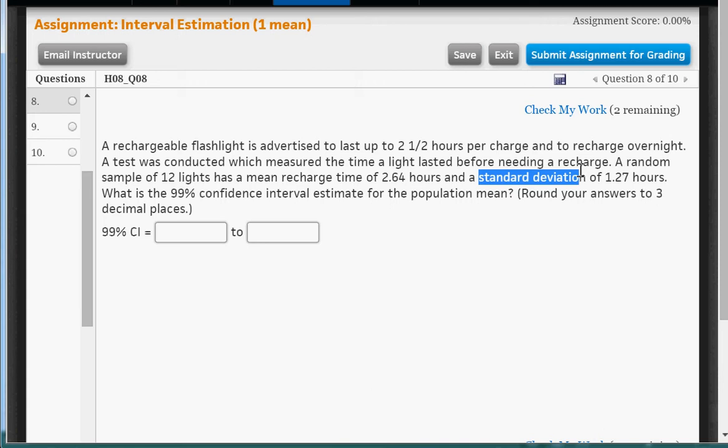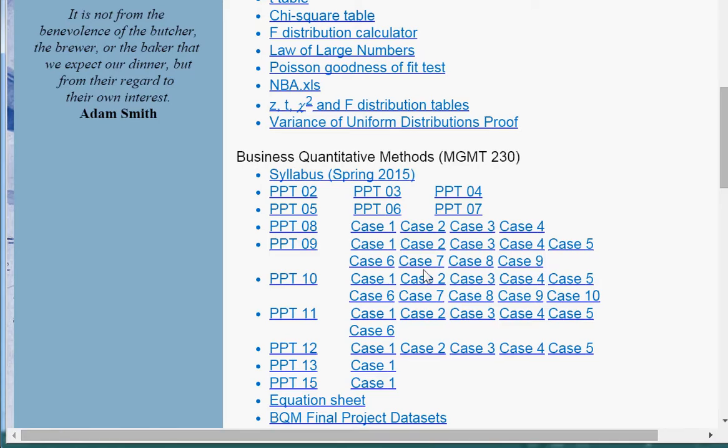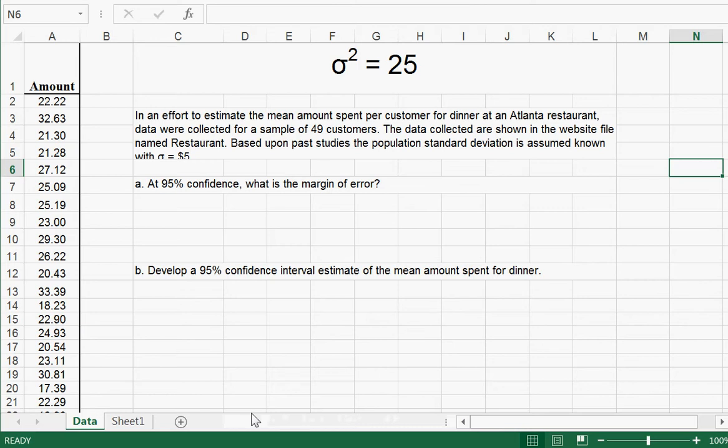But our first case today, case 2 on my website, we're going to do case 2 here. Case 2 on my website is a sigma known problem. How do we know, Trevor, that this is a sigma known problem? It gives you sigma. Yeah, sigma squared is 25.